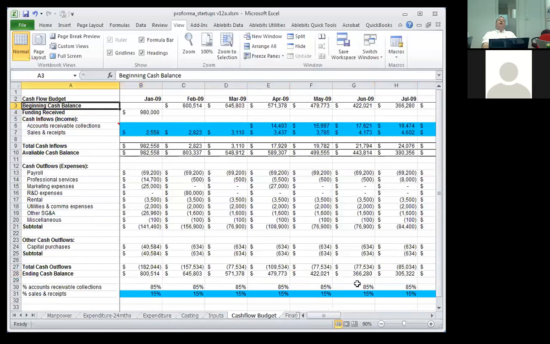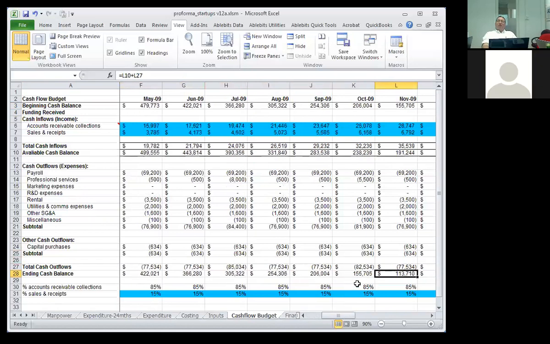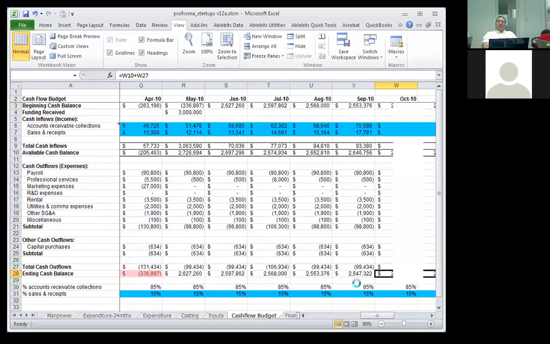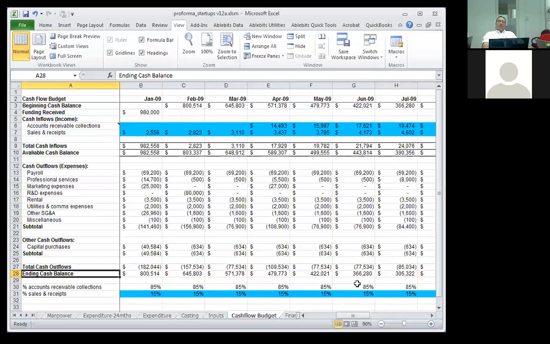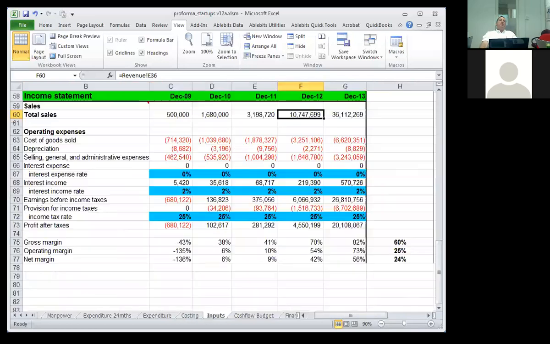So we're going to have to go back and look at that again and see what the wrong assumptions were that we made, and fix that. This might not show up in an annual model, so you have to be quite careful about that. Okay. Then we go to the inputs page.